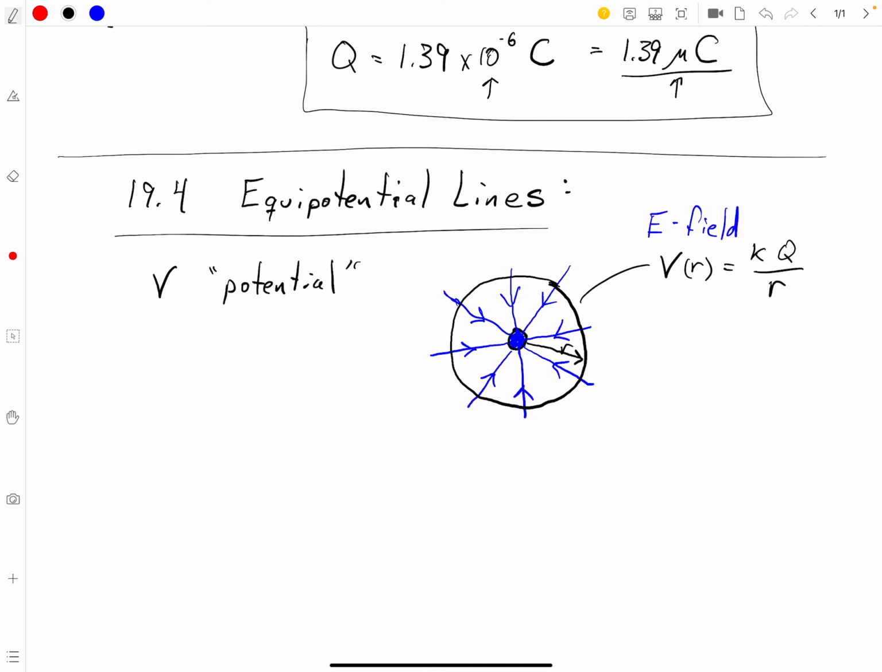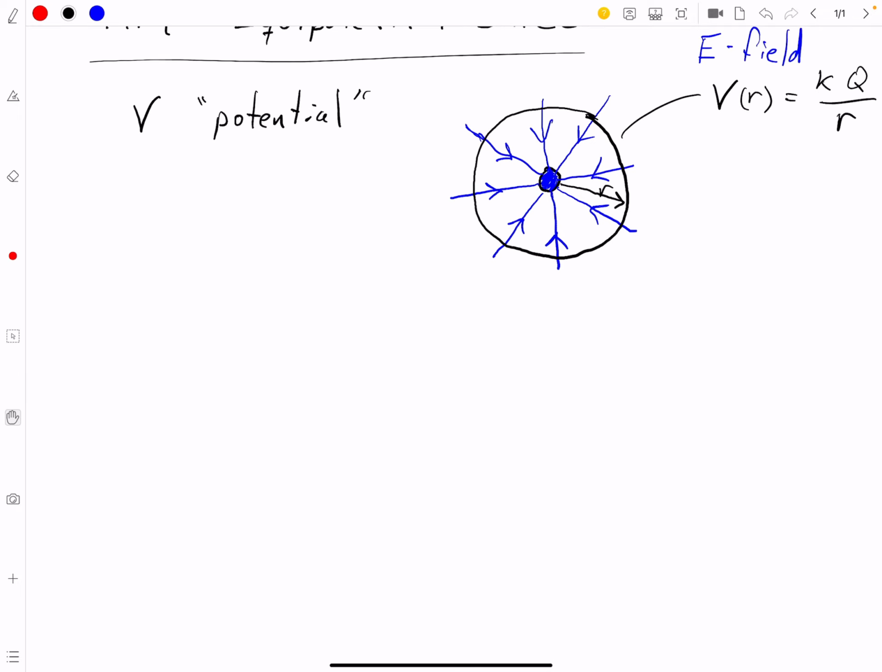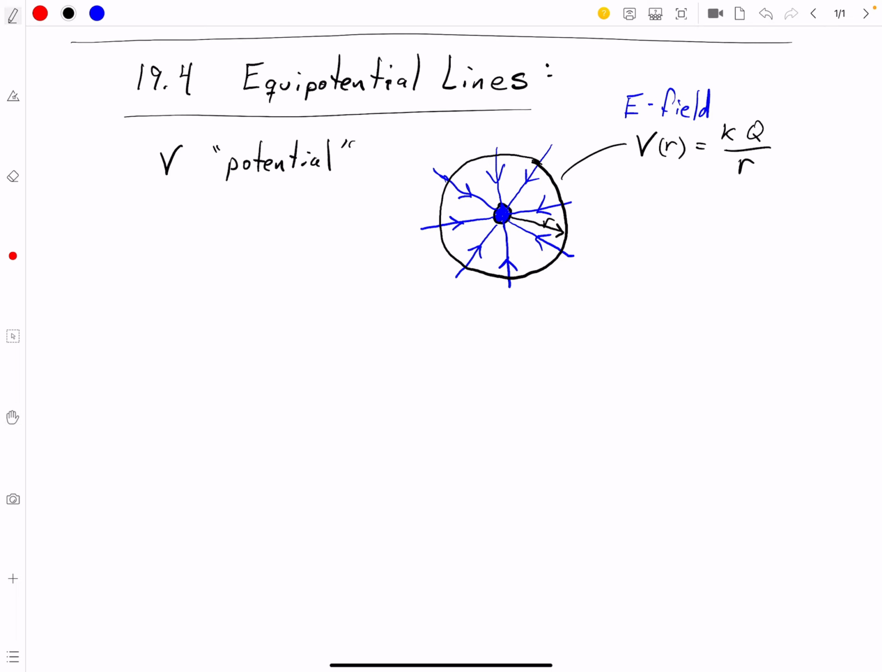Well, there's a lot of things that we can talk about here. First, the graphical representation. So let's get into that. So the graphical representation.